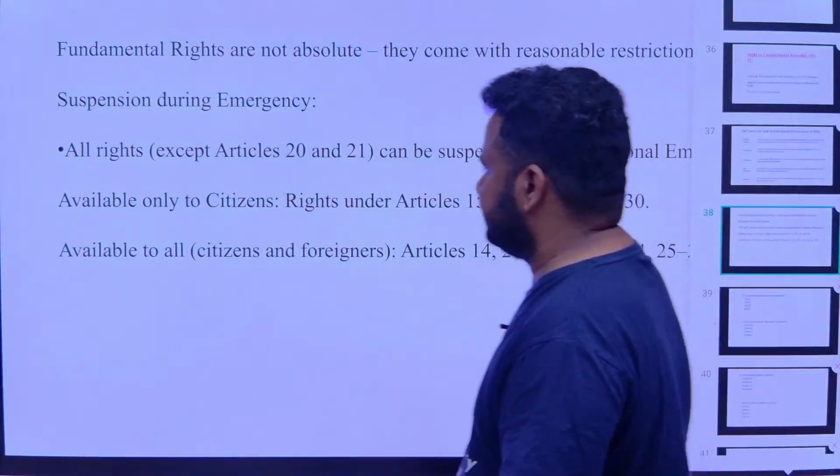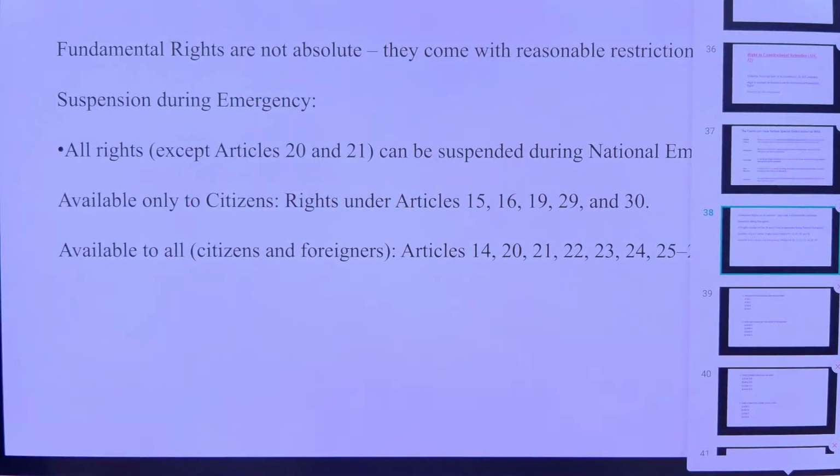You can have a look at it. Okay, you can have a look at it. See what the articles are that are available to foreigners, that is, the fundamental rights available to foreigners.